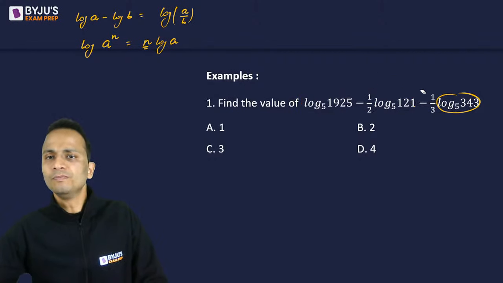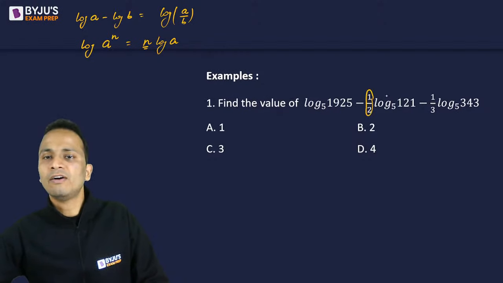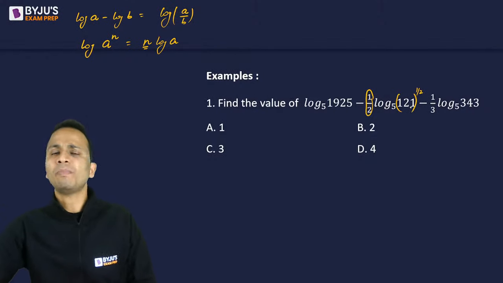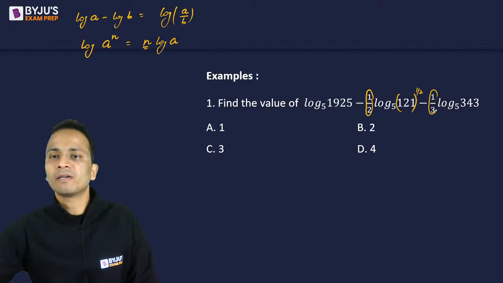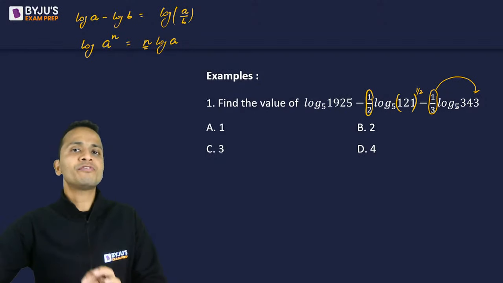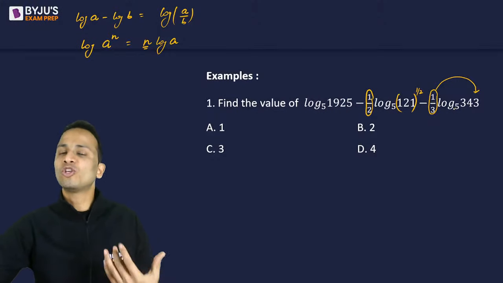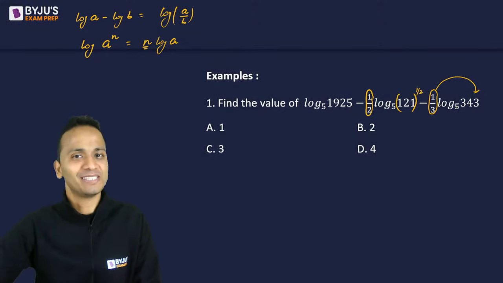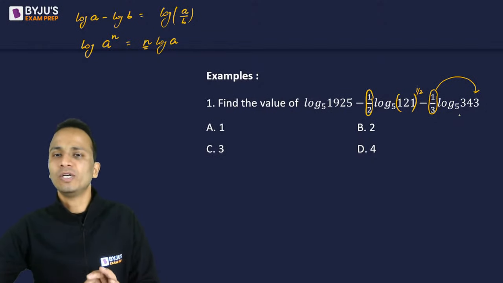Now, in this question, first of all, I'll take this half and make it the power of 121. Now, 121 raised to the power half can be written as 11. Simple. So here it will be log of 11. Similarly, this 1 by 3 will become the power of 343. So cube root of 343, you must know the cube roots of some numbers, or the cubes of at least the first 15 natural numbers. You should know this, okay? So what is the cube root of 343? It is equal to 7.